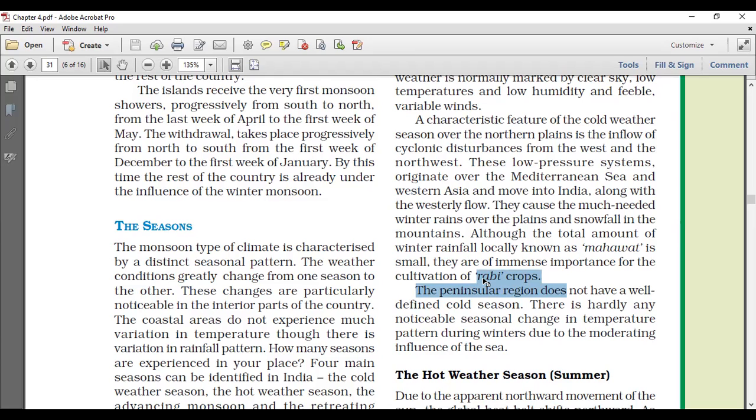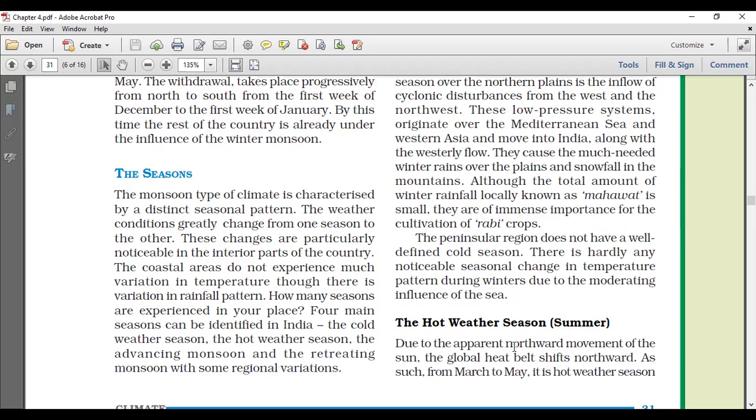The peninsular region does not have a well-defined cold season due to the moderating influence of the sea. So the peninsula doesn't really have a cold season, but the northern plains do have a nice cold season. Okay.